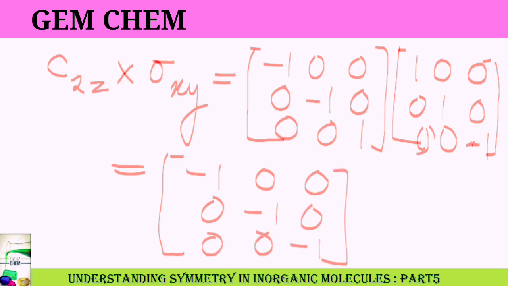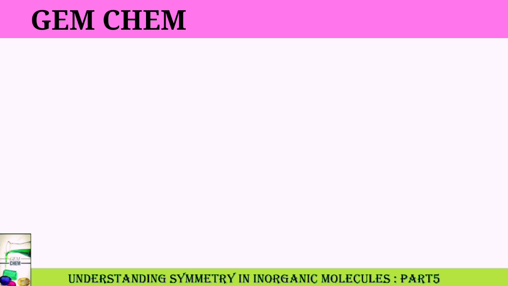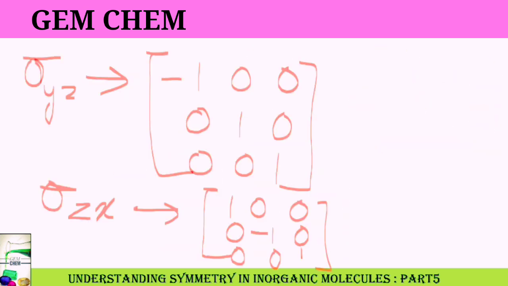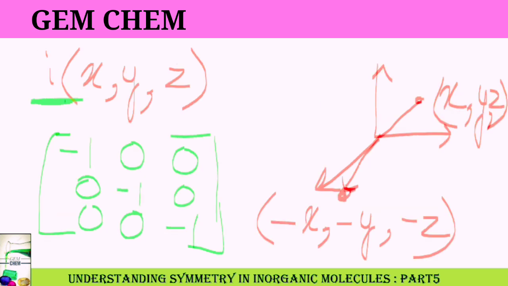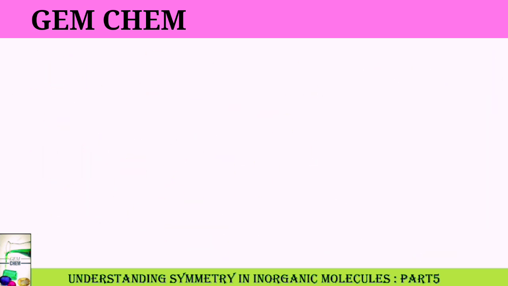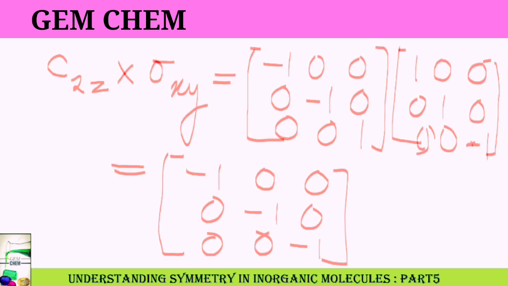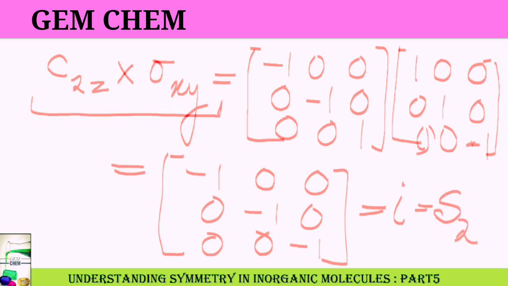Now whose matrix is this one? Let us go back and see. Now if you observe, for I the matrix is this one. So we have obtained this as the I. This is our I. I is also noted as S2. Right? So in this way you can multiply different operations to get another different operation.